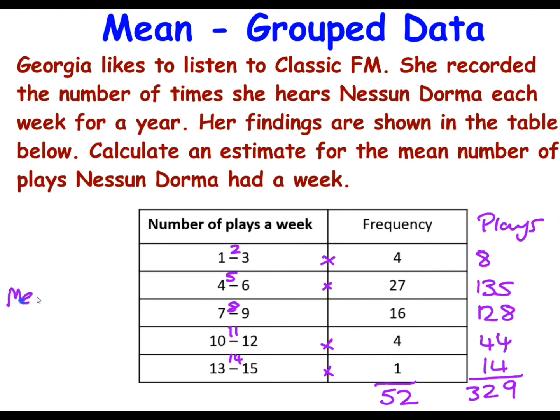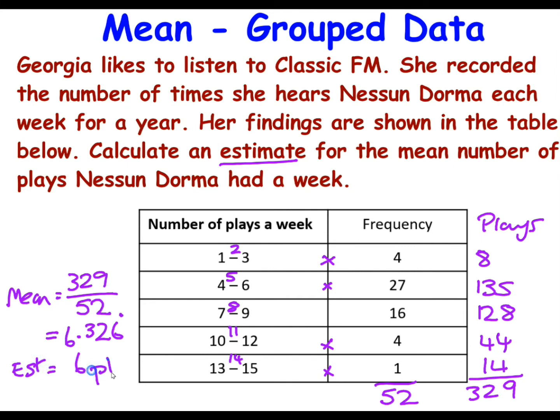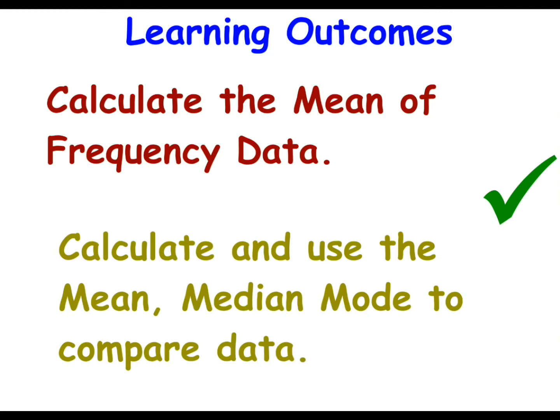So, to calculate our mean number of plays, we take our total count, which is 329, divided by the number of weeks, our frequency. And this gives us a mean of 6.326 recurring. And it's asking us for an estimate, so you could say your estimate is 6 plays per week. And that completes the first learning outcome, which was to calculate the mean of frequency data, either from a frequency table or a grouped frequency table.